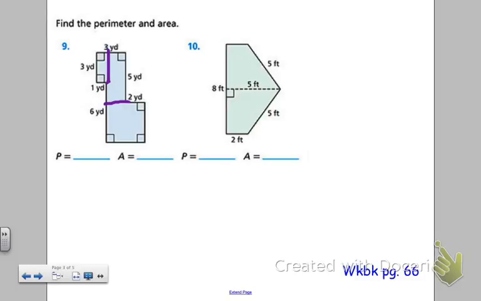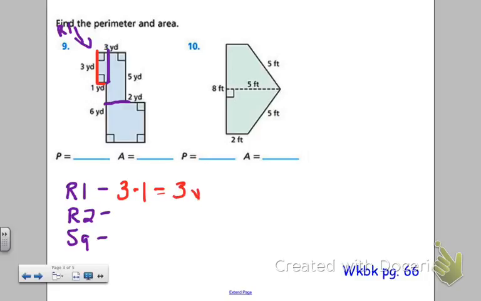I guess we can go with this way since we just figured this out. I'm going to start with, let's see, we have 2 rectangles. So I'm going to call one rectangle 1, the other one's rectangle 2, and then we have a square. So I'm going to call this one rectangle 1. And rectangle 1's not too bad. We just have to do length times width to find the area. Well, it looks like our length is 3 and our width is 1, so we'd have to do 3 times 1, which is 3. Pretty simple.